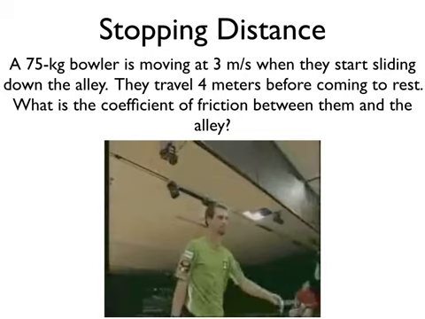Okay, so that bowler had a mass of 75 kilograms. They were moving at 3 meters per second when they started sliding. They went down the alley 4 meters before coming to rest. I'd like you to calculate the coefficient of friction between them and the alley.